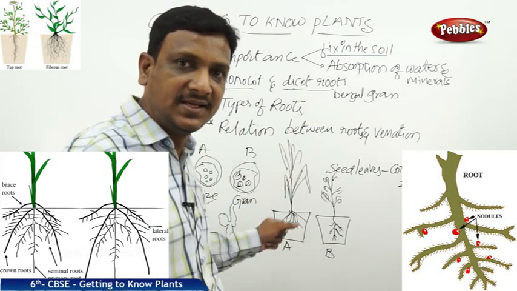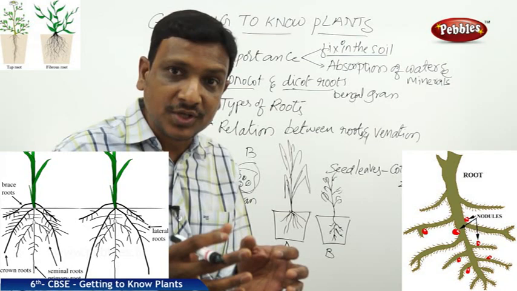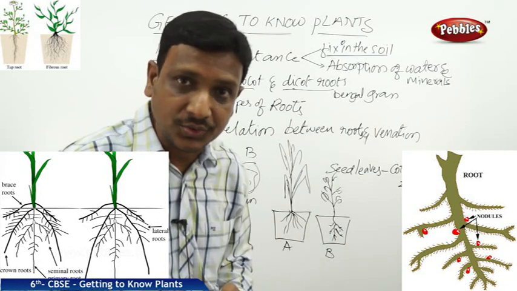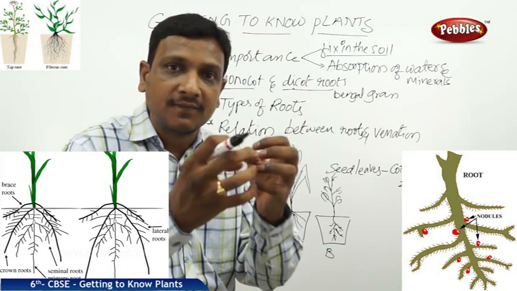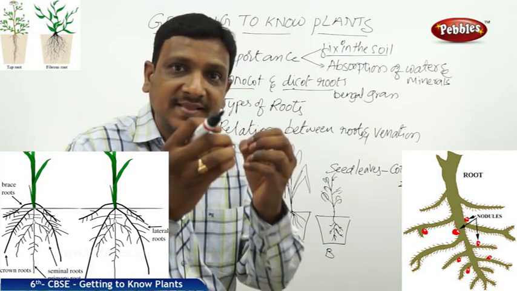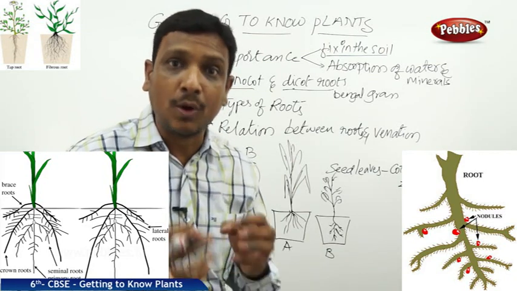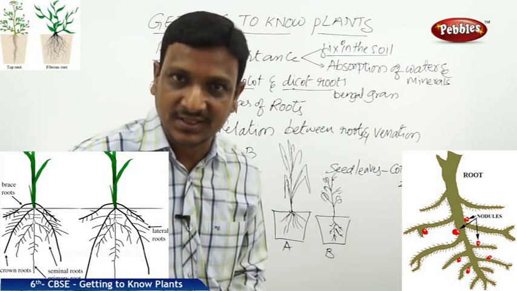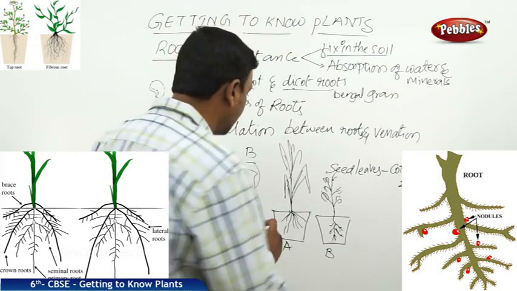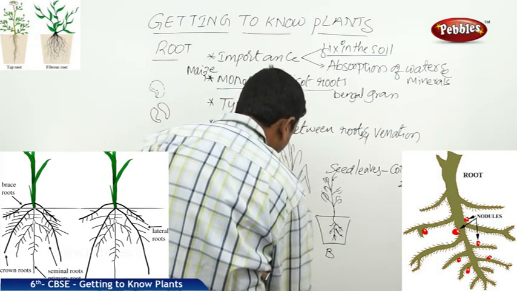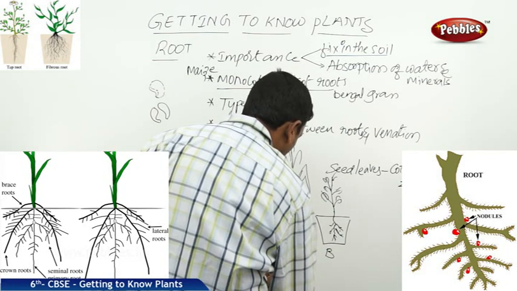See, in case of A, that is the maize plant, the roots are arising from the end of the stem. So how are the roots? The roots are fibrous. The roots are like thin fibers. So many roots arising from a single point. All these roots are like thin fibers. Such a root system is called a fibrous root system. Fibrous roots.